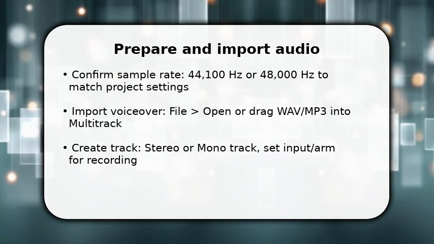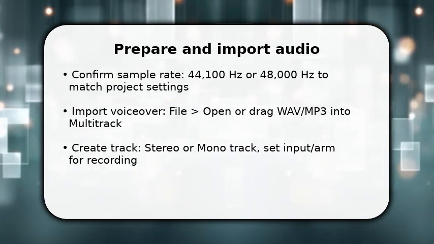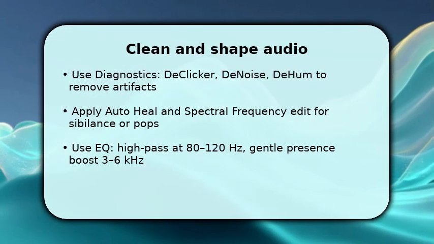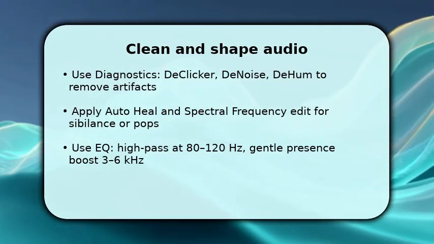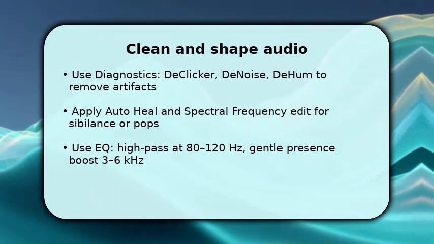Next, remove noise and unwanted sounds before compression. Use denoise or dehum to target constant noise, and run declicker for clicks. Once done, switch to spectral frequency display to surgically remove breaths or pops.